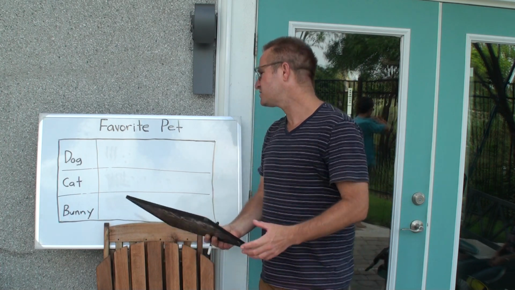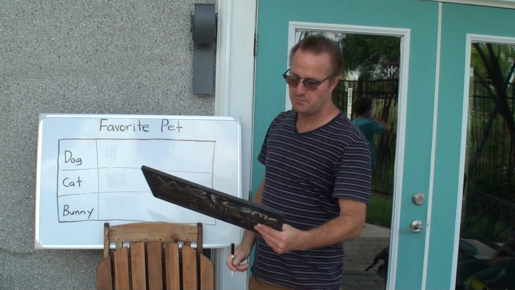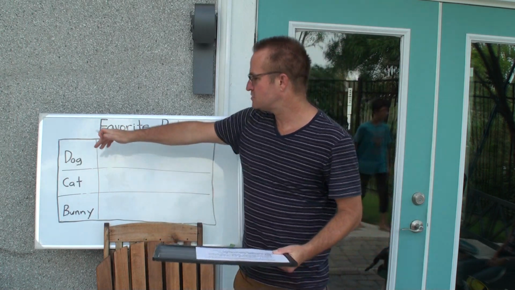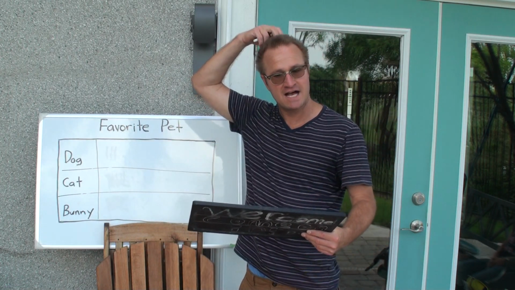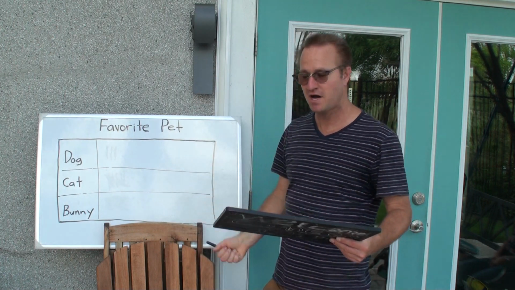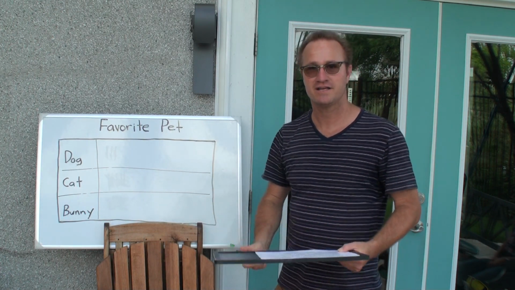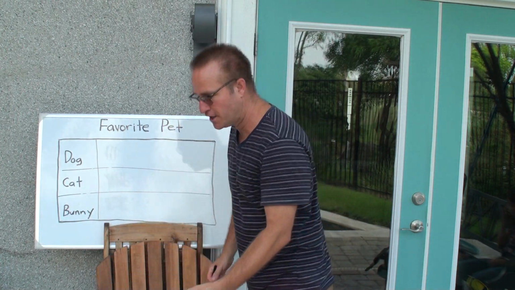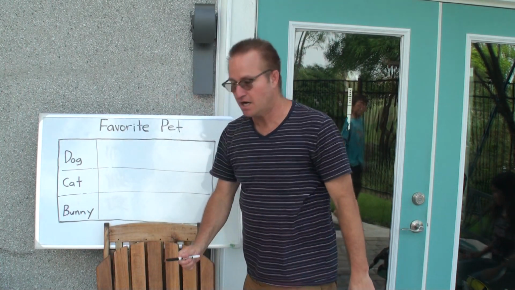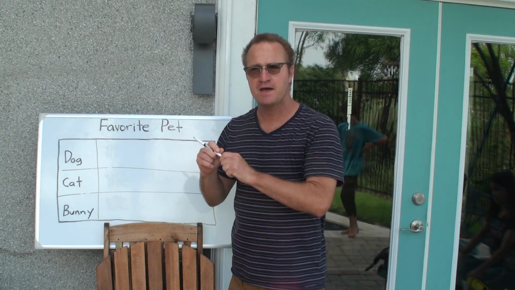Now, the question I chose was, what's your favorite pet? The 3 choices: dog, cat, and bunny. And instead of asking classmates, I'm going to ask my studio audience here. And I'm going to organize it by making a chart. Now, if you're doing this, you can ask your family members.